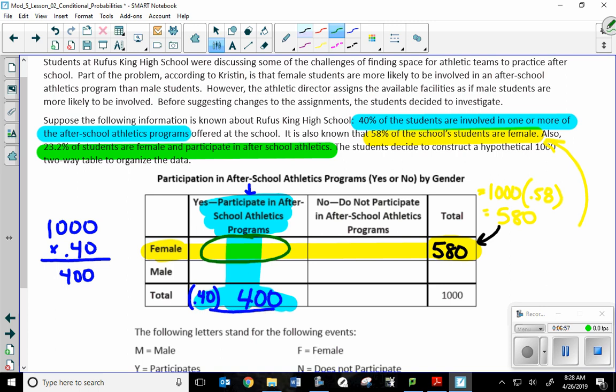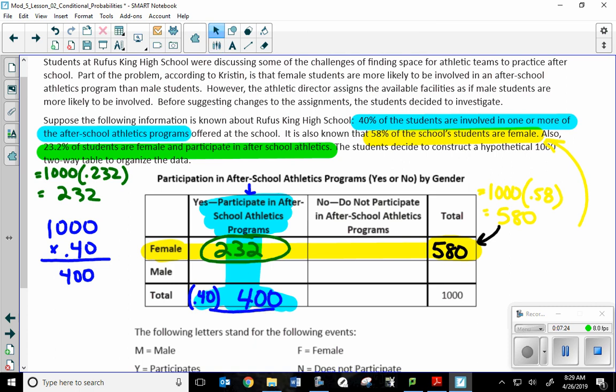All right. If 23.2% are both, that means out of my 1,000, I multiply it by 0.232. And the actual quantity, or 23.2% of my 1,000, is 232. So 232. Look at us go. Wow, that worked out great. So I said, after we put in those numbers, we should be able to fill out the rest of the table. And we can, right?